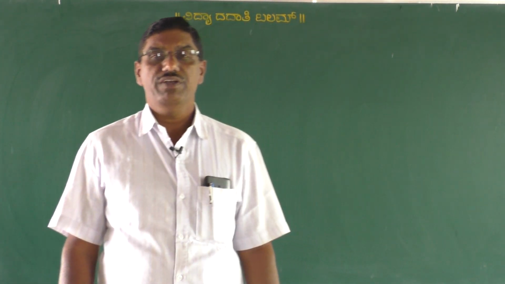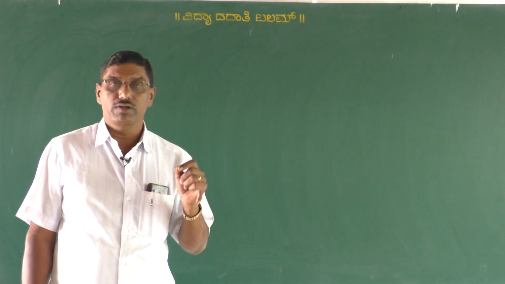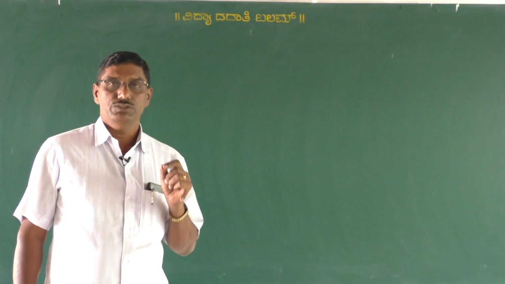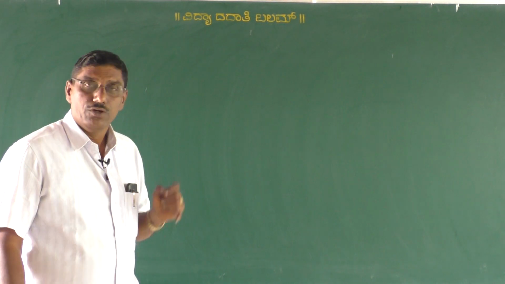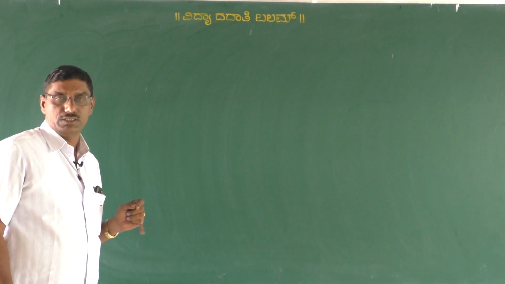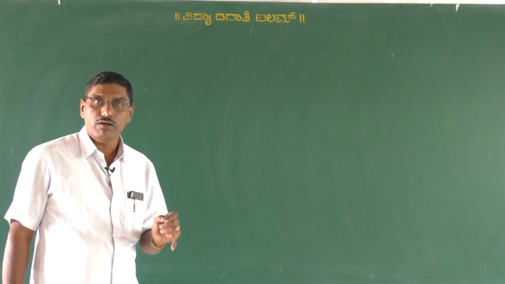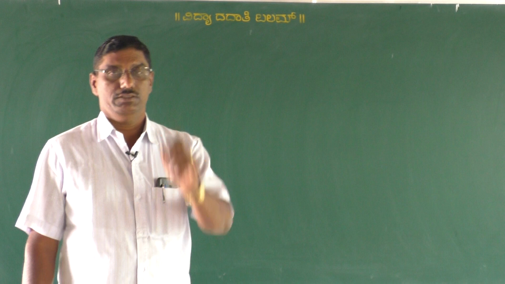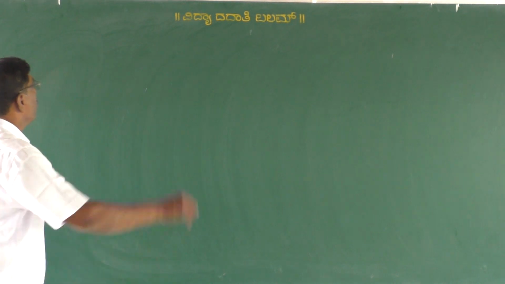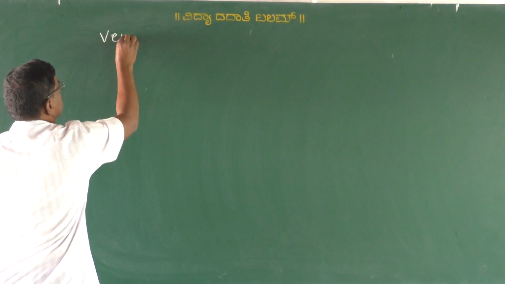In the last class we discussed about the intervals, isn't it? Power set and also universal set. Today we are going to discuss about the Venn diagram and also operations on sets. That is the first one. We have to move on Venn diagram.